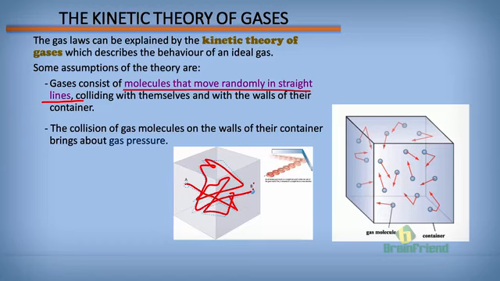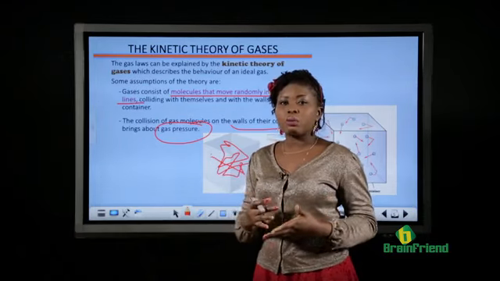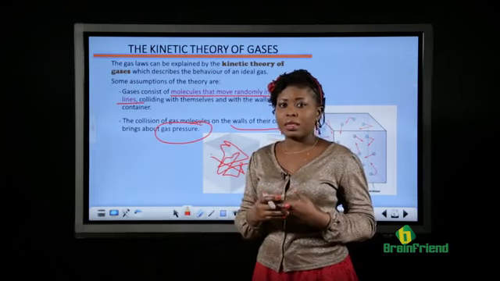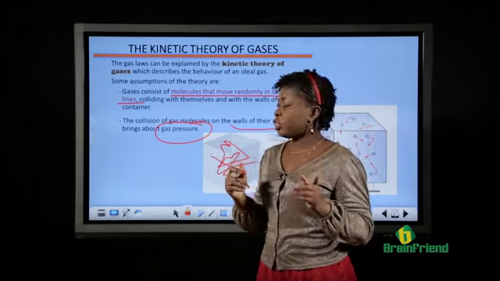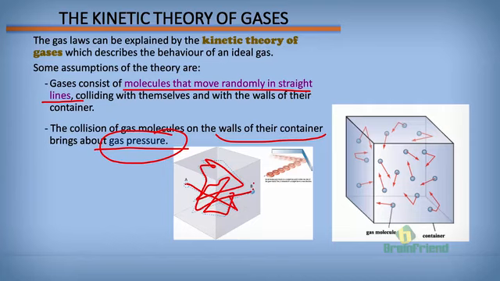They collide with themselves. Of course, two gas molecules can collide within a closed system. They can also collide with the walls of their container. Another assumption is that the collision of gas molecules on the walls of their container brings about gas pressure. You can imagine that when millions of gas molecules are colliding on the walls of their container, it exerts a certain amount of pressure on that container. And that pressure is what we call gas pressure. We're looking more at gas pressure in the course of this lesson.